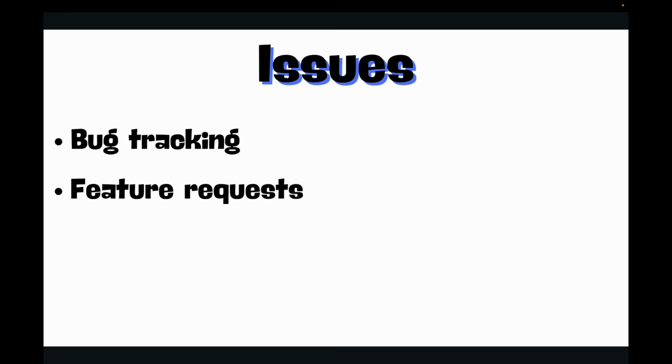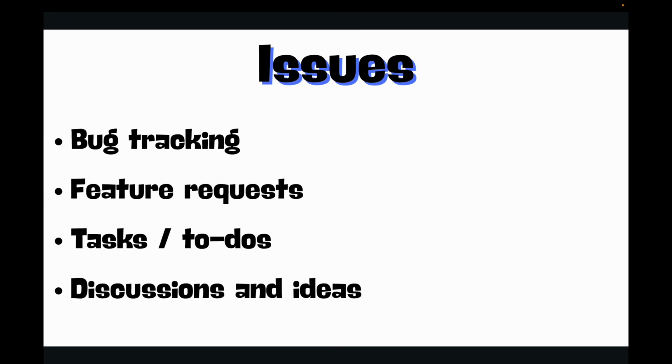Then for feature requests, ideas for new functionality or enhancements can be proposed as issues, like maybe you want to implement the user profile page, for example. Then you can use it for tasks or to-dos. So break down large projects into smaller manageable tasks, like write documentation for API endpoints. And then finally for discussion and ideas, sometimes you just need a place to discuss a concept or get feedback before starting to code. Issues can serve as discussion threads. For example, should we use React or Vue for the front end?